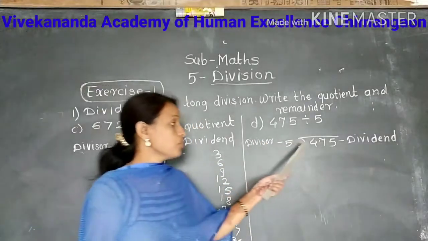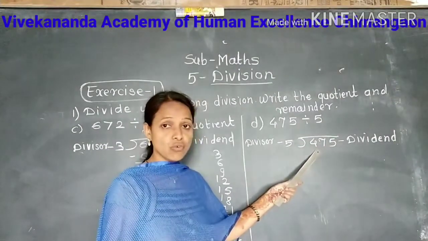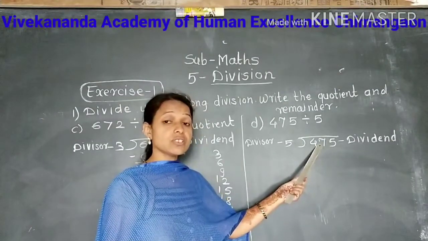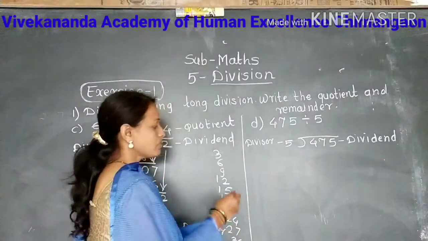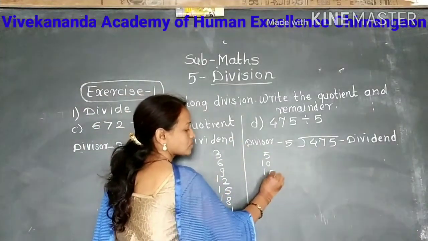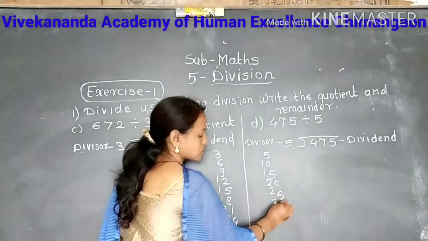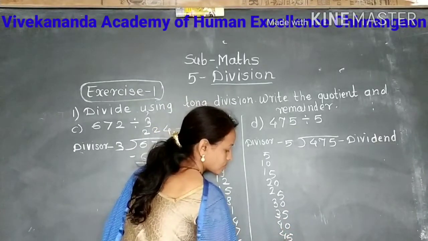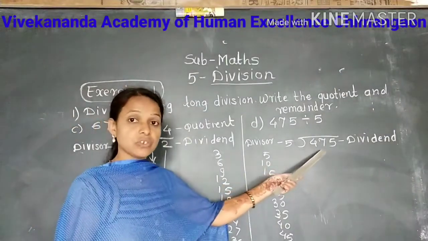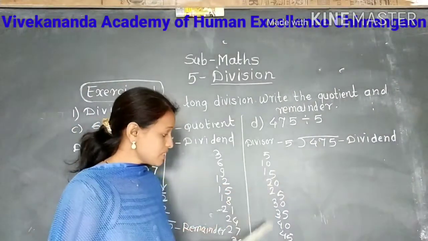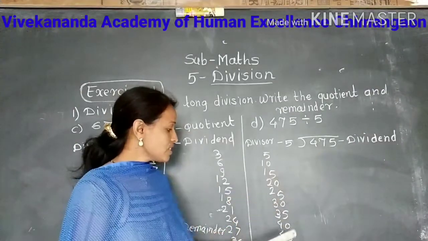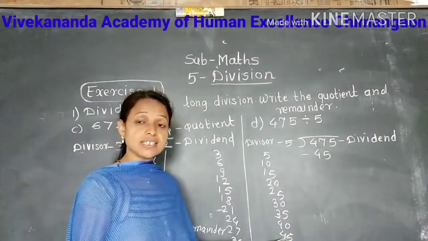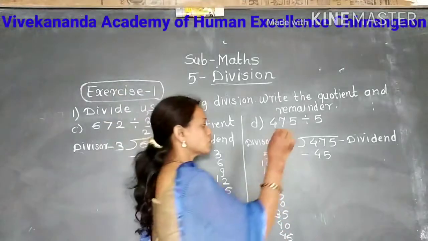Now we have to divide the leftmost digit. The leftmost digit is 4, and 4 is less than 5. So we have to choose the leftmost two digits, 47. First we will write the 5 table. 47 is not a multiple of 5, so less than 47 is 45, and 45 is the 9th multiple of 5. 5 nines are 45, so the quotient will become 9.